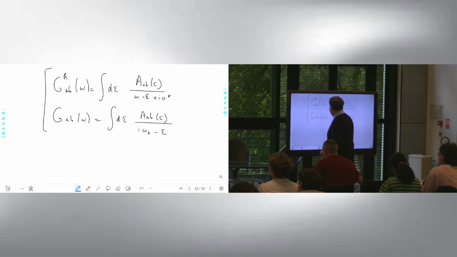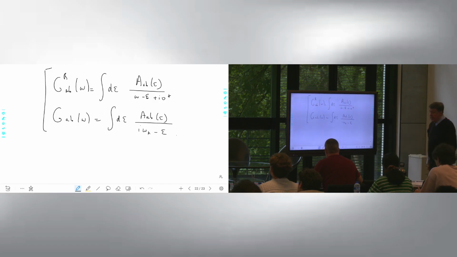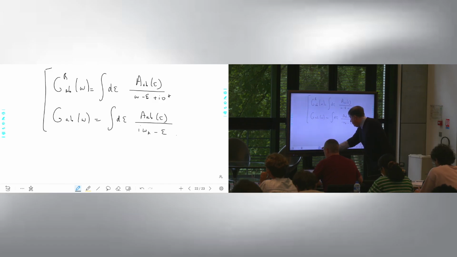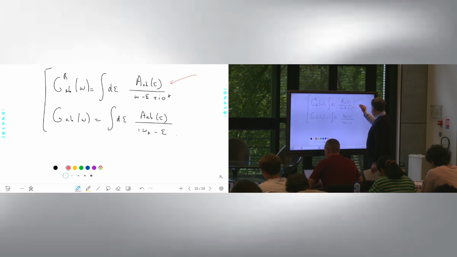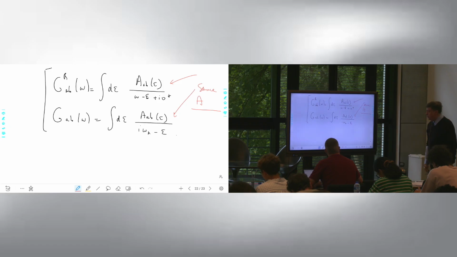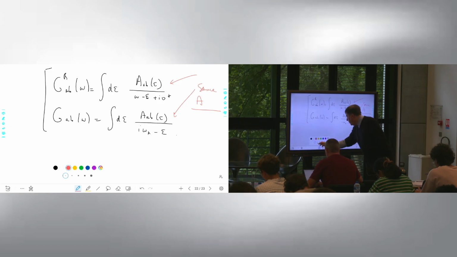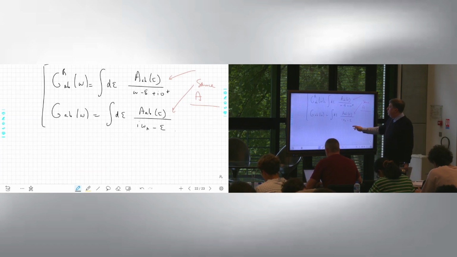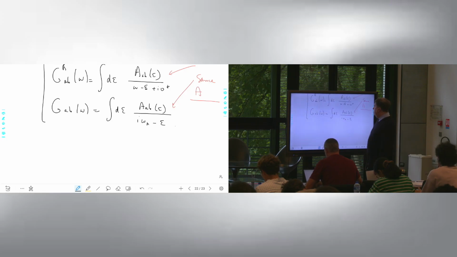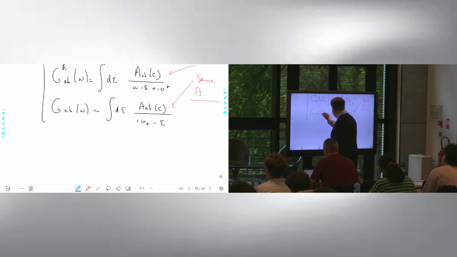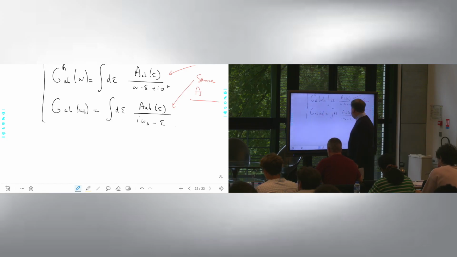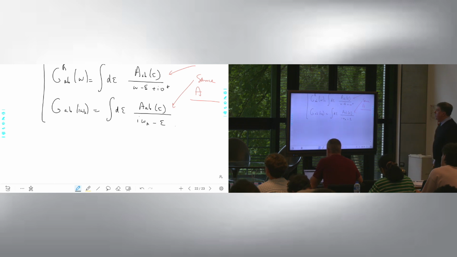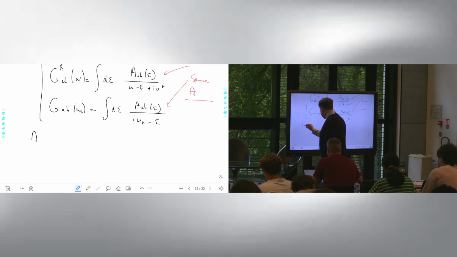Okay, that's what I want to compare. And here, we have the same A between the two. So that's what you will see in many books. Sorry. I am again saying, okay, we can do an analytic continuation.